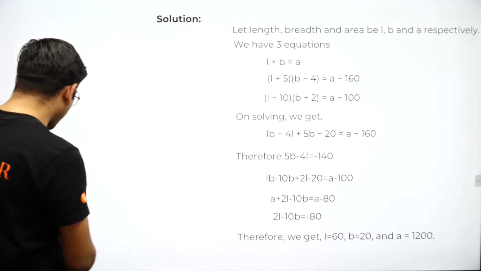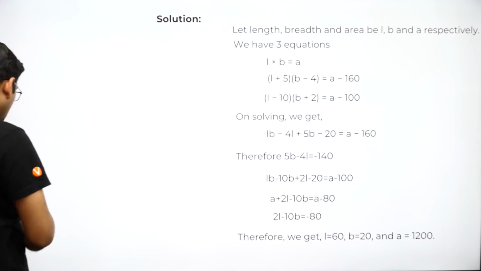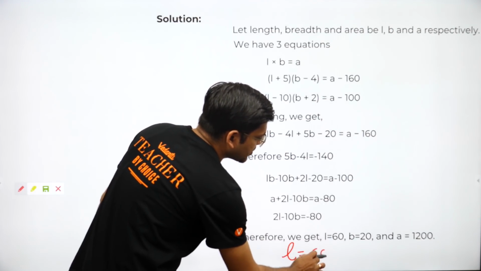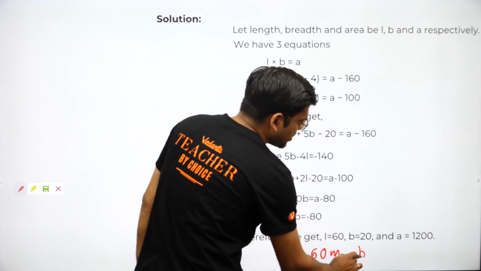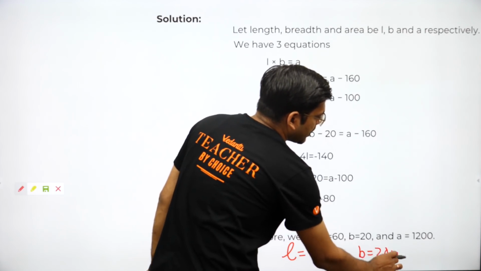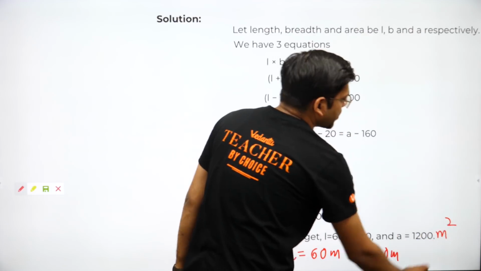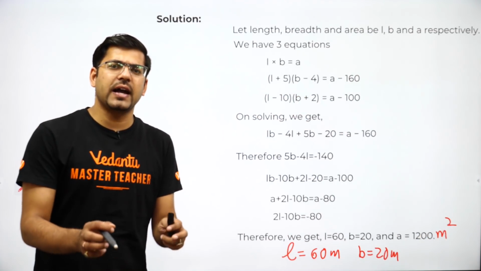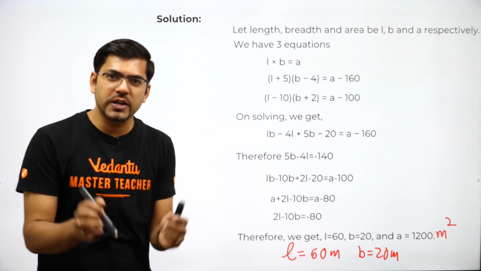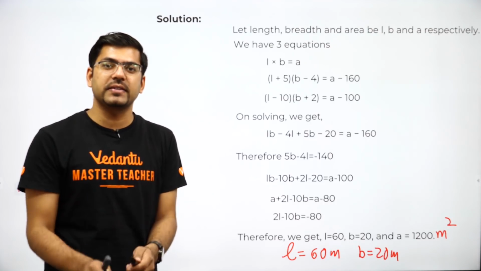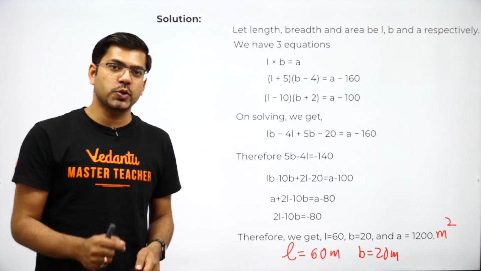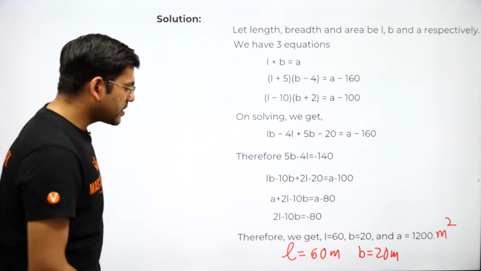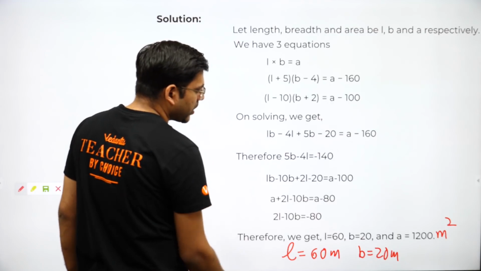Always remember, although I have missed it here, you do not miss it: write L is equal to 60 meter and breadth is equal to 20 meter and area is equal to 1200 meter squared. Because, guys, writing the units and writing the final answer in the most appropriate manner is the best thing you should practice during your examinations for the boards, because boards take care of these things, that have you written it or not.